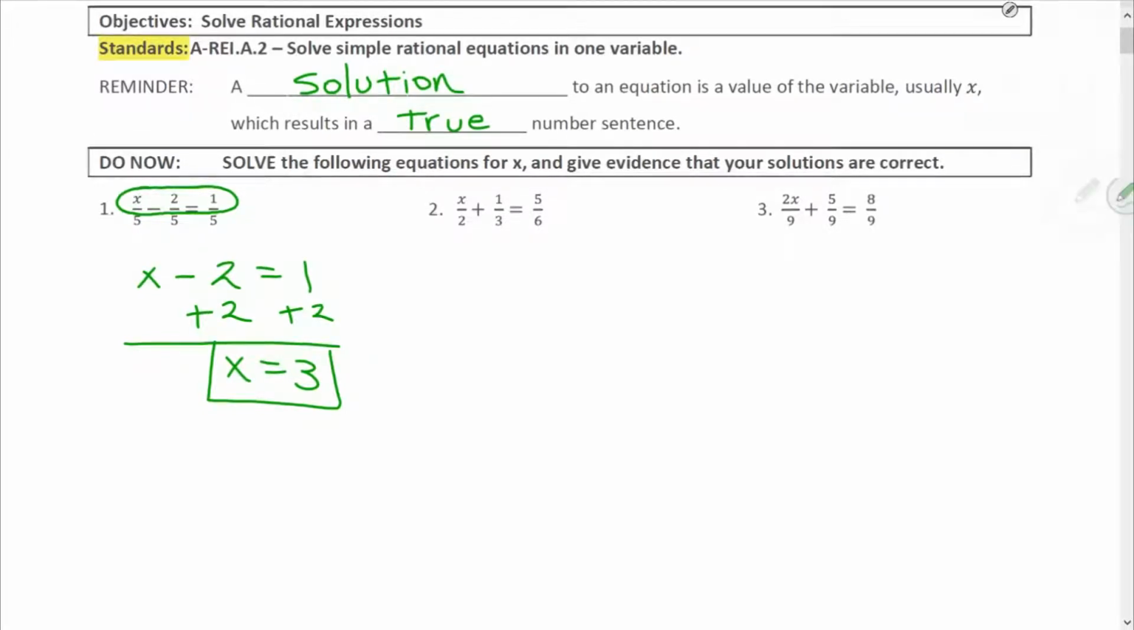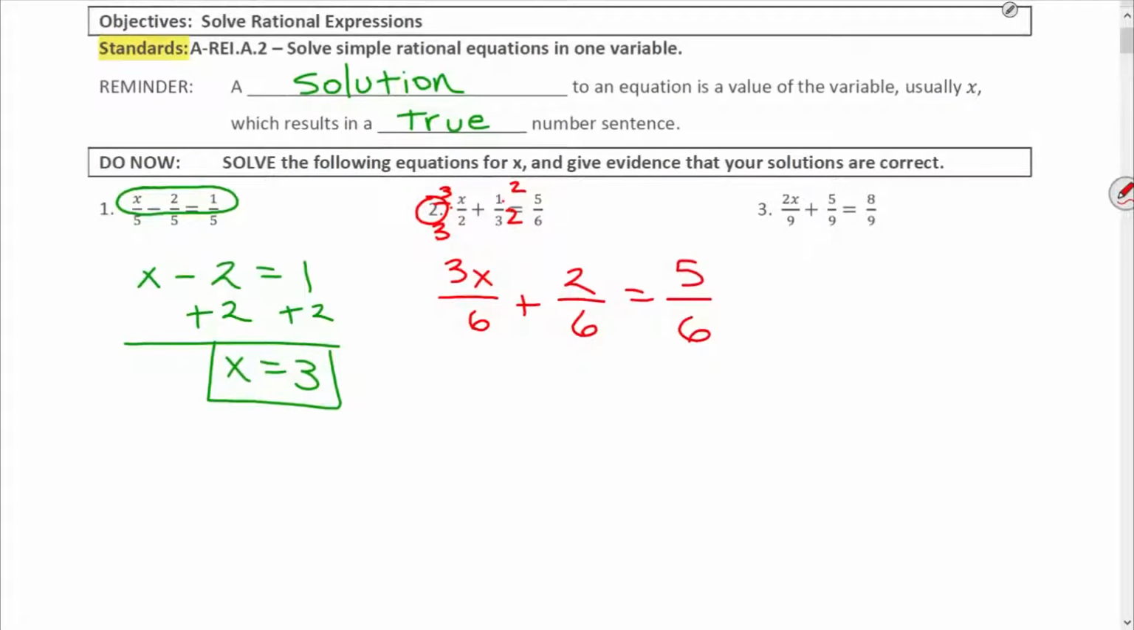So what might it look like if the denominators are not the same, like in number 2? Well, I first find a common denominator. The common denominator between 2, 3, and 6 is the number 6. So I can multiply top and bottom here by 3, top and bottom here by 2, and leave that the same. So I get 3x over 6 plus 2 over 6 is equal to 5 over 6.